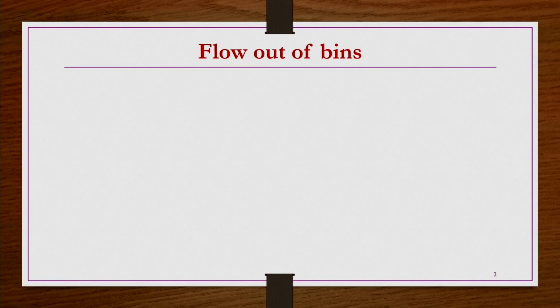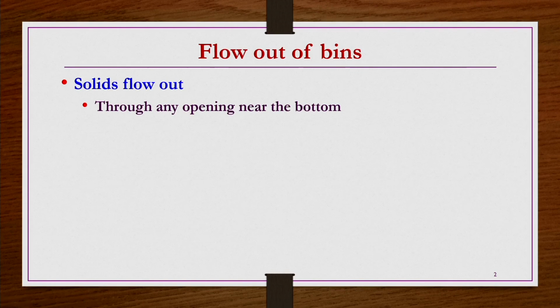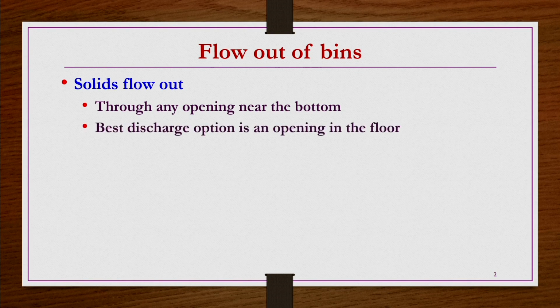So, if you wanted to have the solids flow out of bins, what kind of options in general do you think of? You think of having solids flow out through an opening near the bottom, preferably, and the best discharge option is an opening in the floor, like we have in a storage vessel like a silo or hopper. So, let us say you have a silo like this.